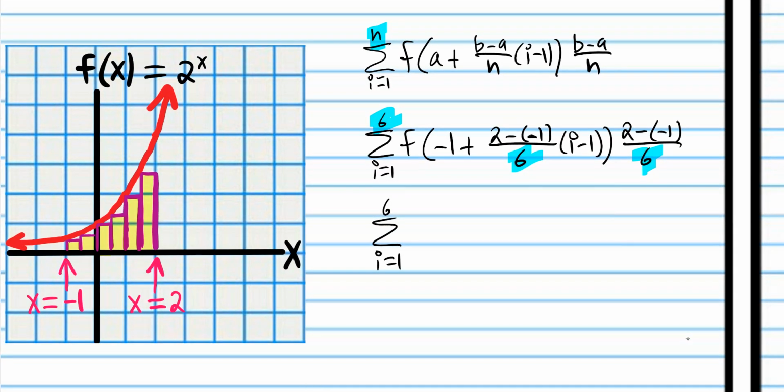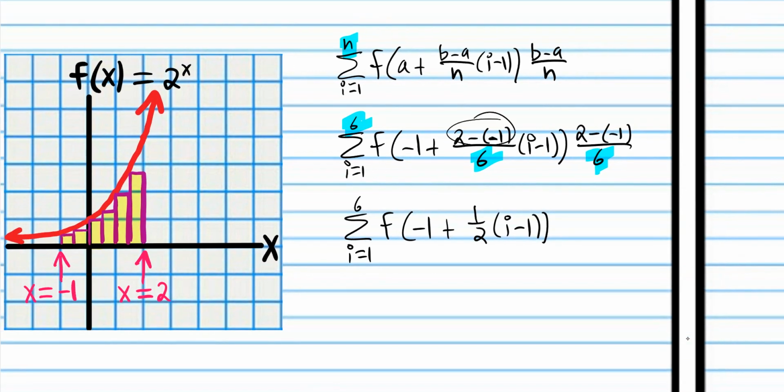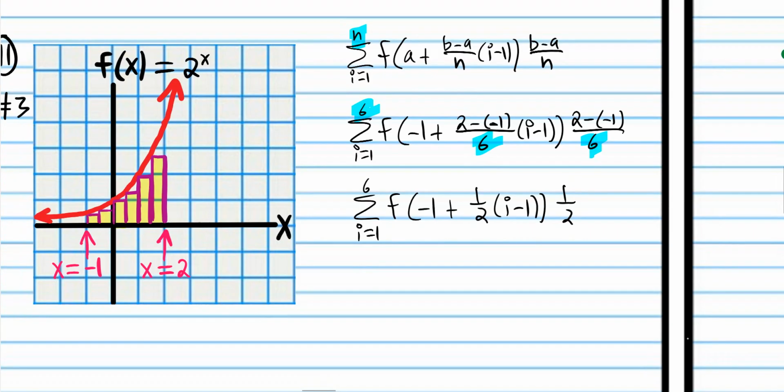Okay, so let's simplify. It looks like we get 1/2. 2 plus 1 is 3. 3 over 6 is 1/2. And now we can distribute. So we have 1/2 I minus 1/2.